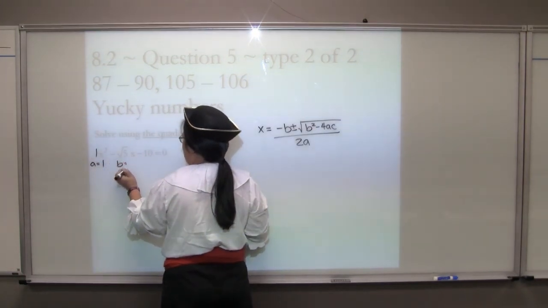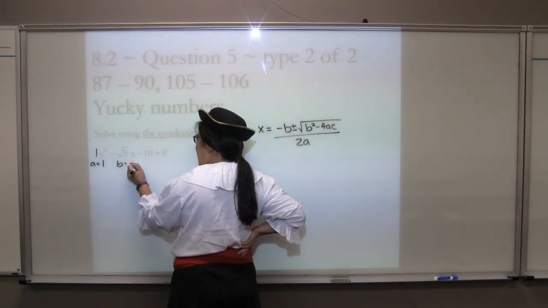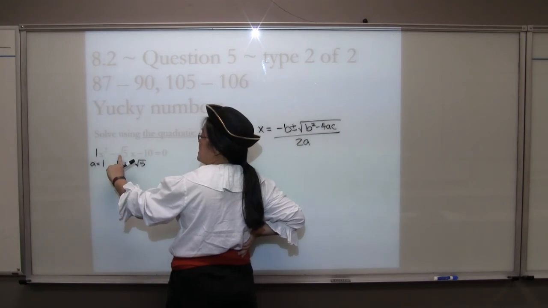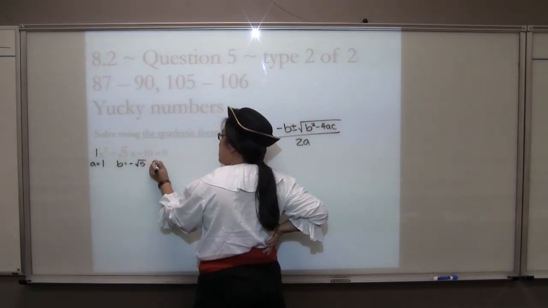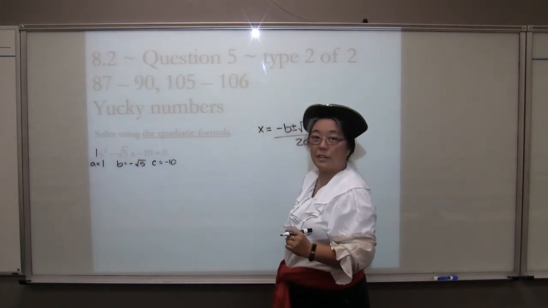B is the number in front of x. Well, that's nifty. That's negative with a square root. You make sure that it grabs the sign in front of it. And what is C? C is the constant, which is negative 10. Wow, that's a lot of negative things.